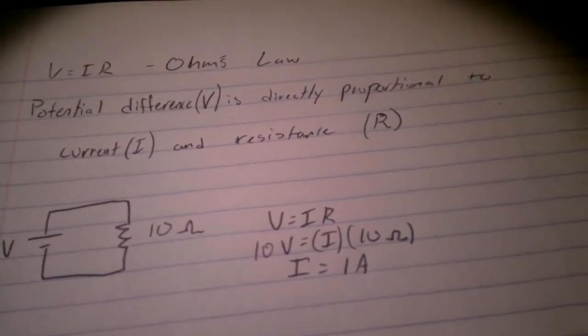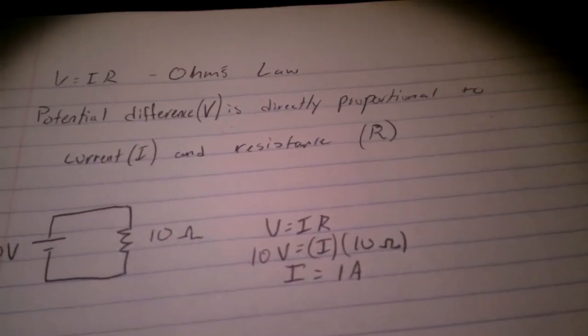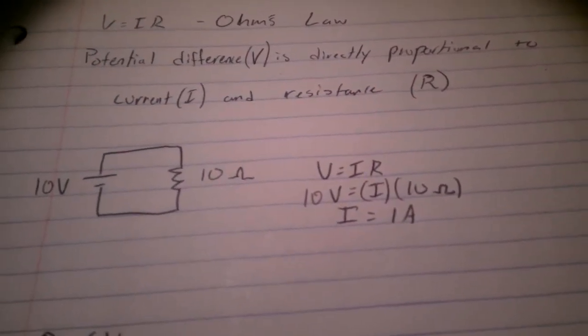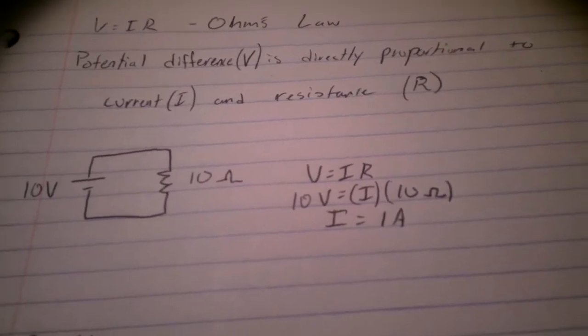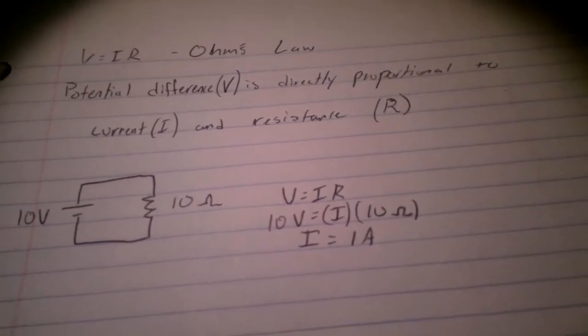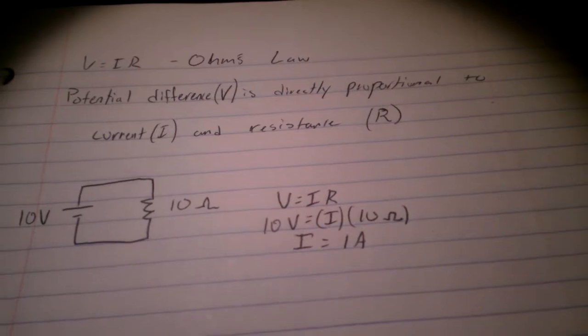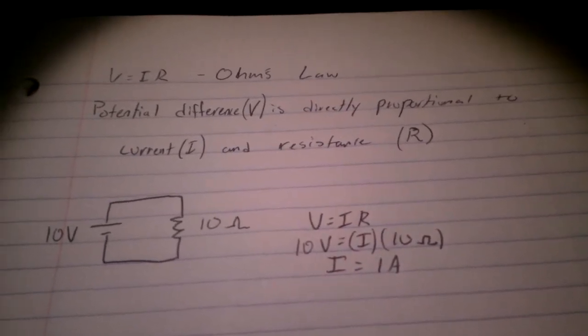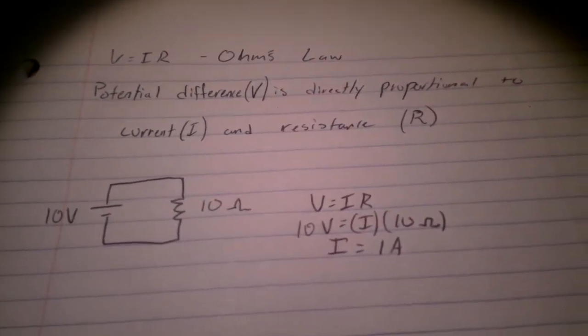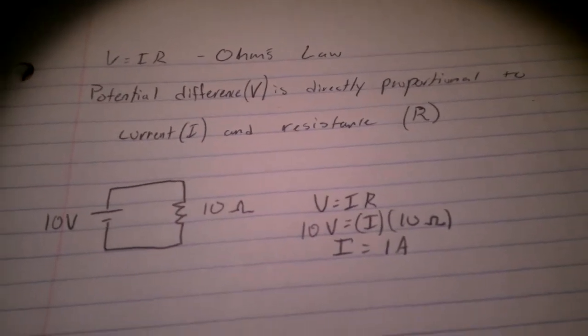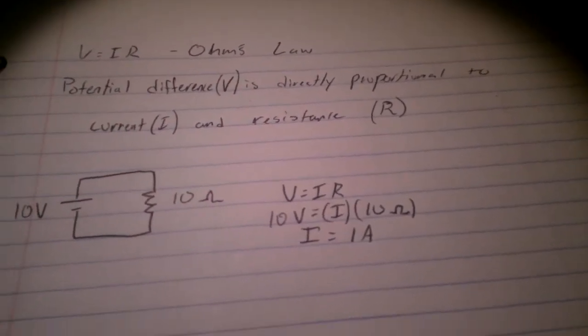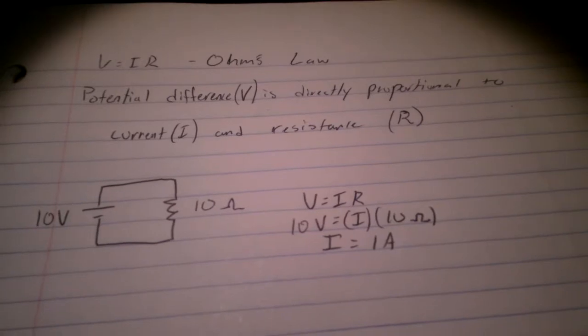And you have V equals IR, and you plug in the 10 volts for the potential difference, the V. I is what you're solving for, and resistance is a 10 ohm resistor, which is the squiggle line. And you'll get the current is equal to 1 amp. And that's basically how you use that equation.